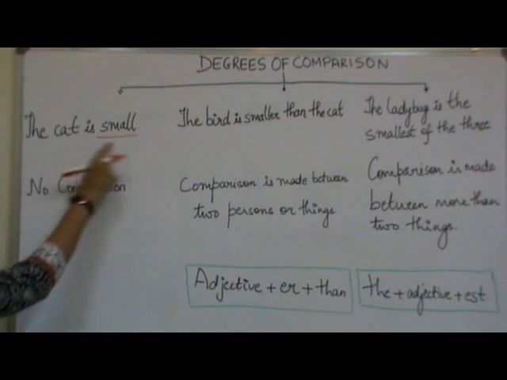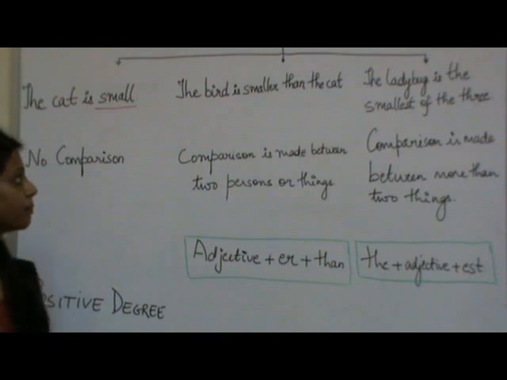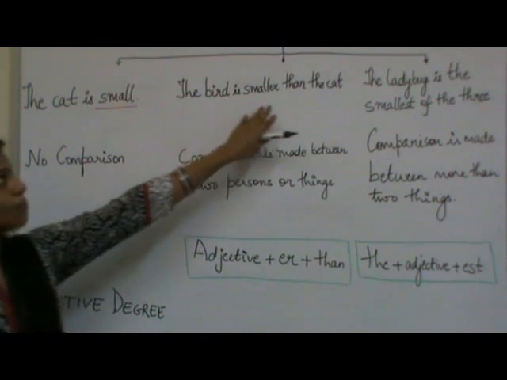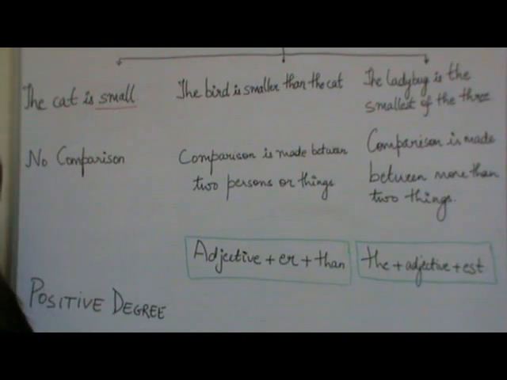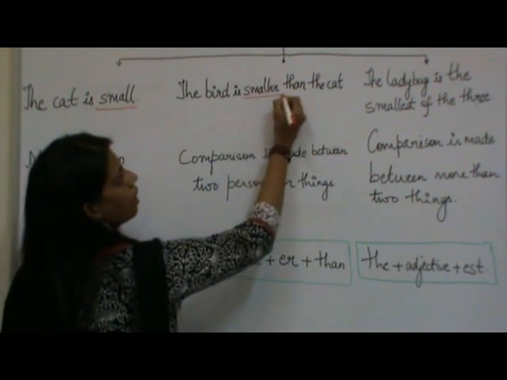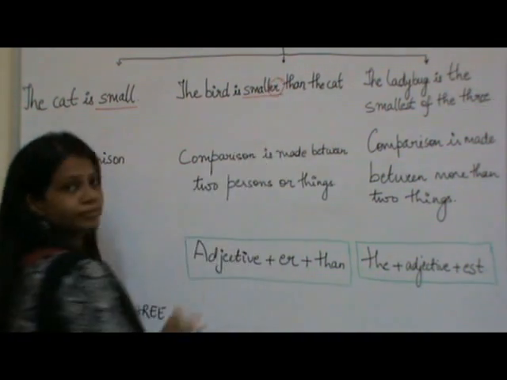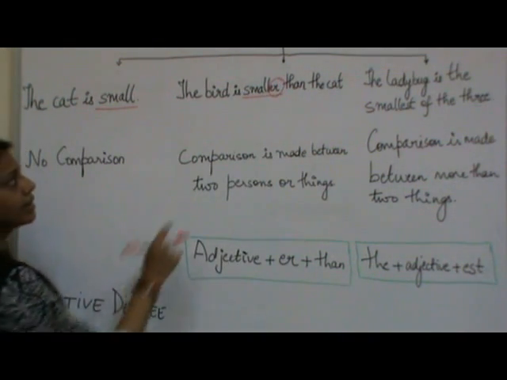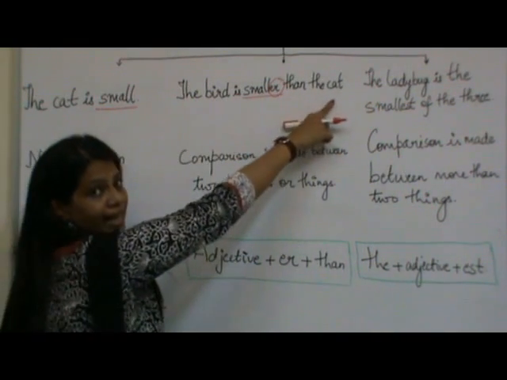Now when the sentence is like this and there is no comparison, it is called the positive degree. Let's take the second sentence. The bird is smaller than the cat. What has happened to small? It's got an ER. Right? And there's also a comparison between the bird and the cat.